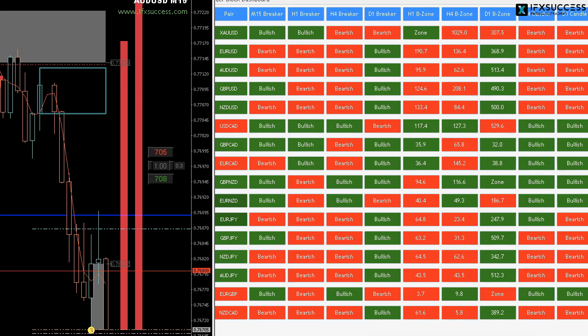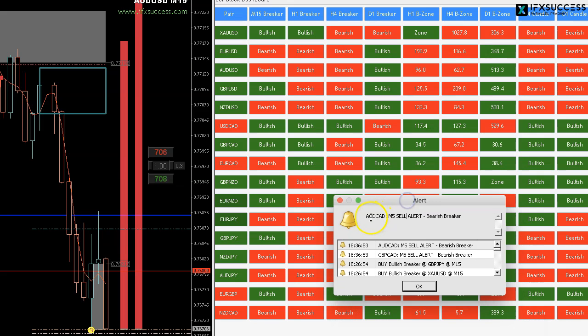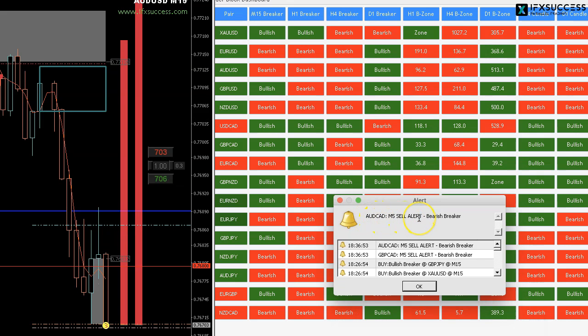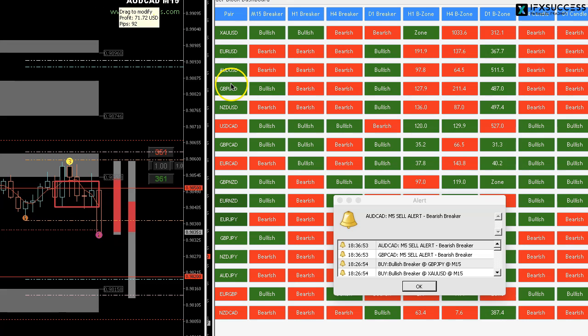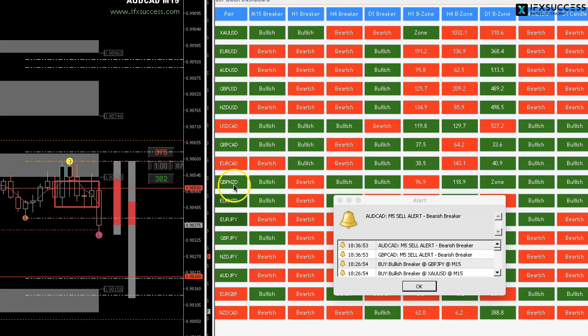So right now I have an Australian CAD M5 alert, right? Australian CAD, and wow, this thing just keeps on going lower. I missed out a lot on that. And so when I look at Australian CAD, where is it over here? I don't even think I have it in here.